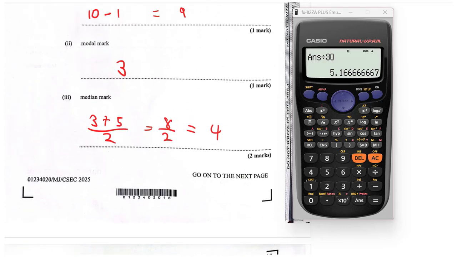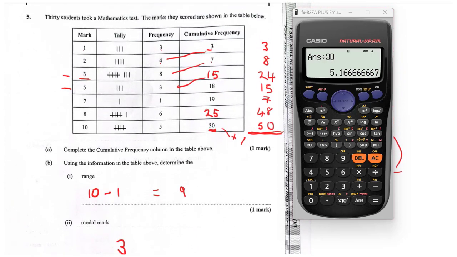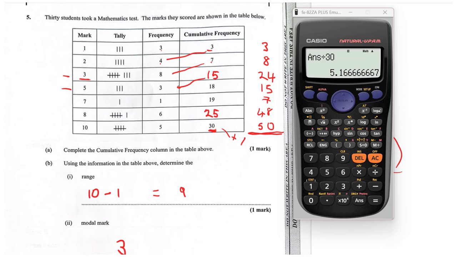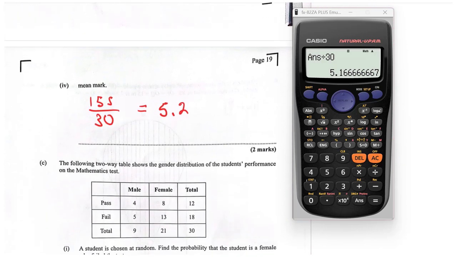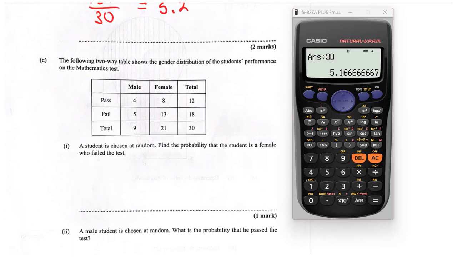So remember what we did. Let's go back up and recap what we did. We take the frequency and multiply it by the mark, right? Because remember, the frequency tells you how many students got that mark. So we multiply the frequency by the mark, and then we tally that number, we get 155, and then we divide by the amount of students. So we get the mean mark. All right, so let's move to the next part of the question.